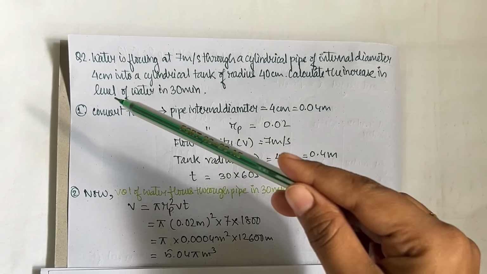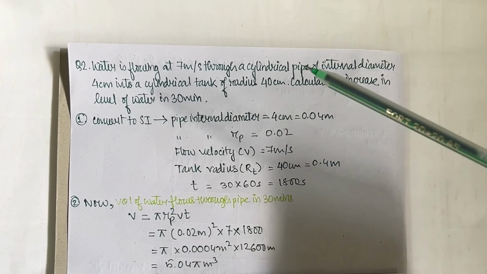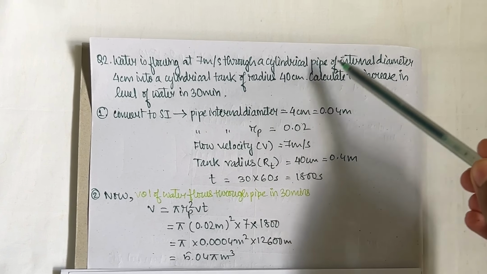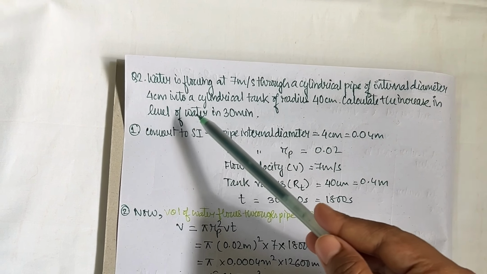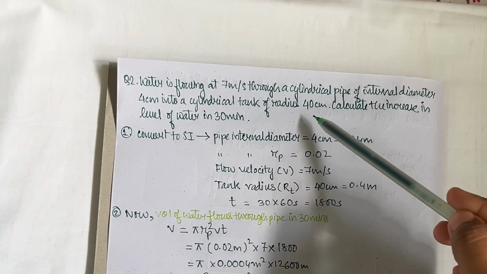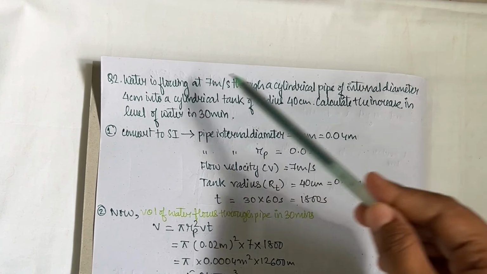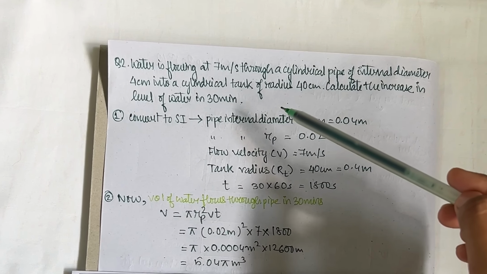Now for the second sum, it is said water is flowing at 7 meters per second through a cylindrical pipe of internal diameter 4 centimeter into a cylindrical tank of radius 40 meter. Calculate the increase in level of water in 30 minutes.